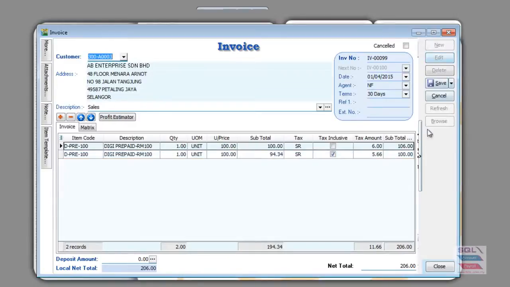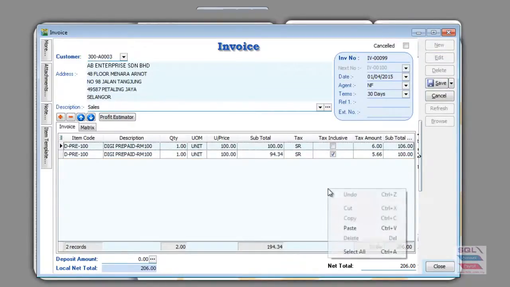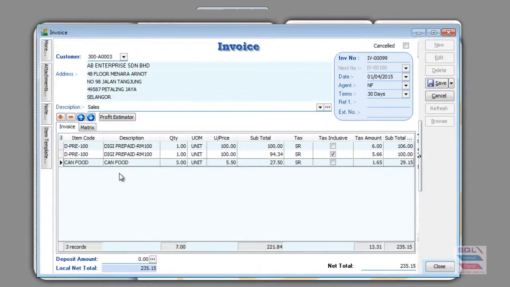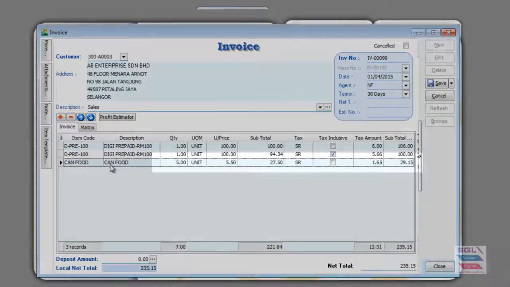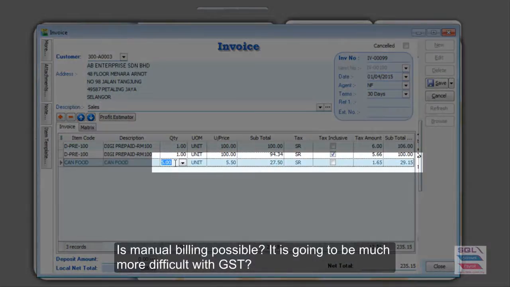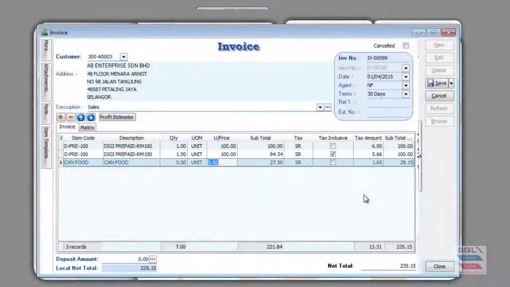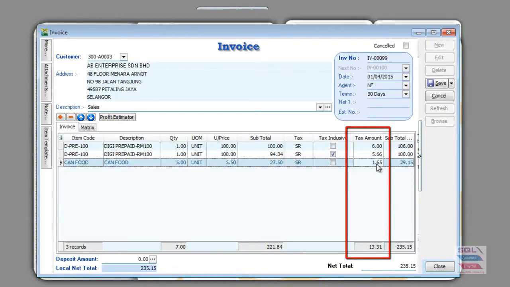I would like to highlight another issue of the cents. Now let's look at this third item. This is an item of 5 ringgit, 5 quantity, for 5 ringgit and 50 cents. What is the tax amount? Clearly, it is not that simple. That is because in GST tax 6%, you will end up with a lot of rounding issues. There is a lot of cents behind it.